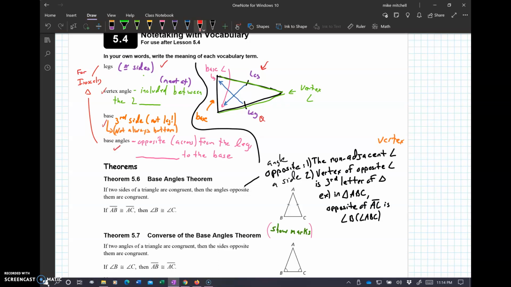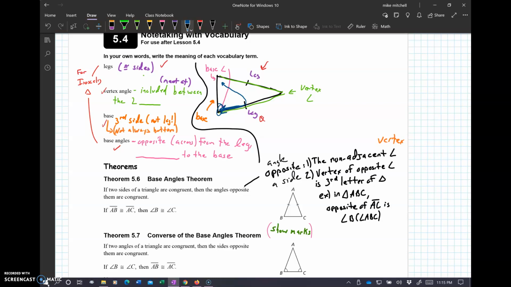Your base angles, these are opposite your legs. I've got these little blue lines up here. So when we say opposite, if I go straight across, I'm running into this. That was drawn really weird there for me. But we're going to just bend it over to this angle a little bit. You know it's not this angle, because I'd just be going down this leg. That's not opposite. That's just going down the leg.